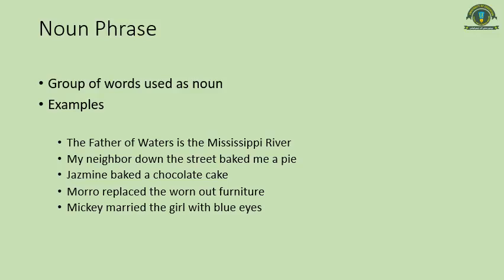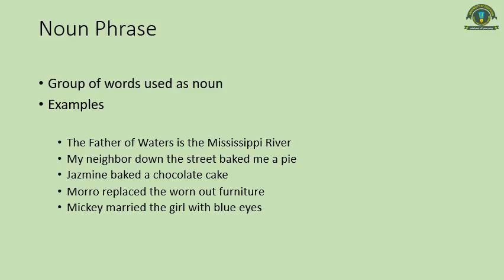In this example, the subject, the father of waters, is used as a noun since it names something and can be replaced with a pronoun. So let's try. It is the Mississippi River. In this example, the noun phrase is the subject of the sentence.